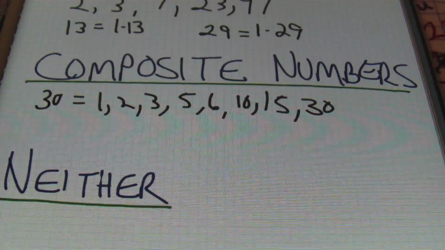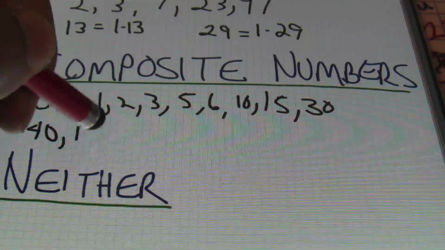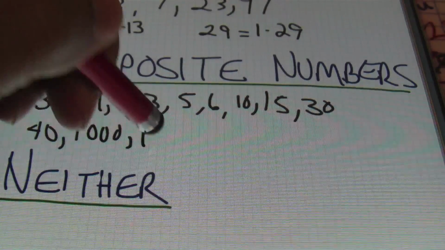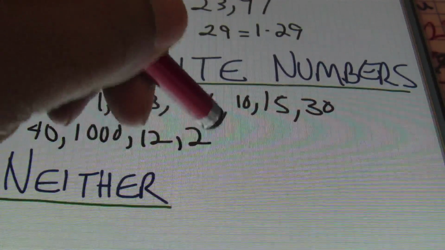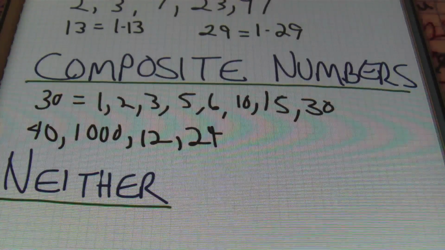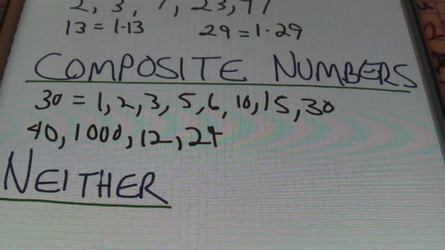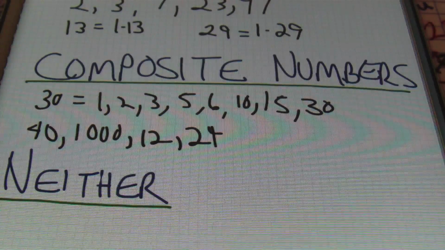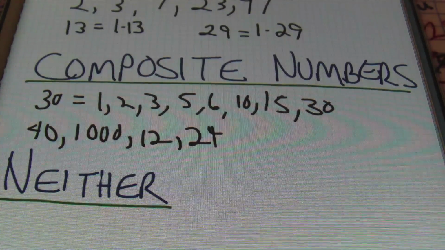More examples of that would be a number like 40, 1,000, 12, 24. All of these numbers here are composite numbers because they have more than just 2 factors. There's more than just 1 and another number as a factor. You got it. Those are composite numbers.